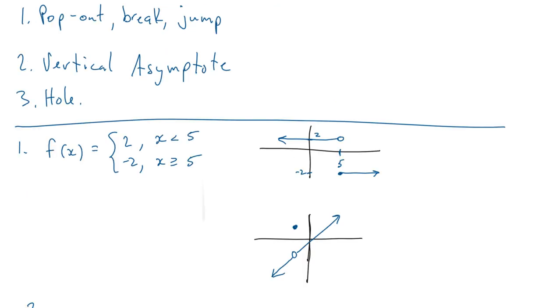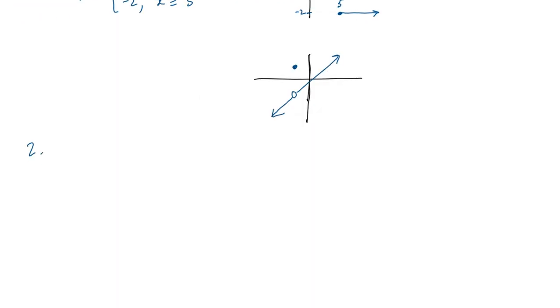Okay, 2. What was 2? Vertical asymptote. Well, we know what that looks like. What would be the equation of a function with a vertical asymptote? Something like this. Now, if I made that x cubed minus 27, it would have a hole.